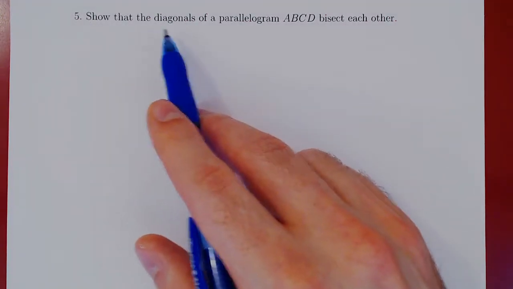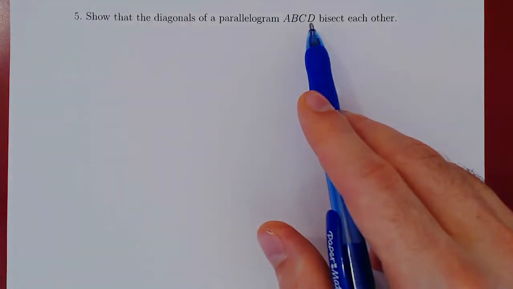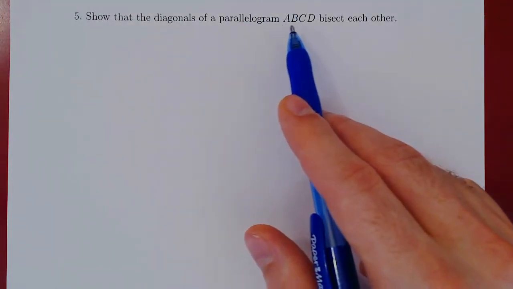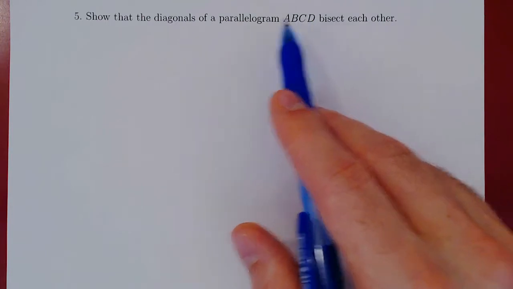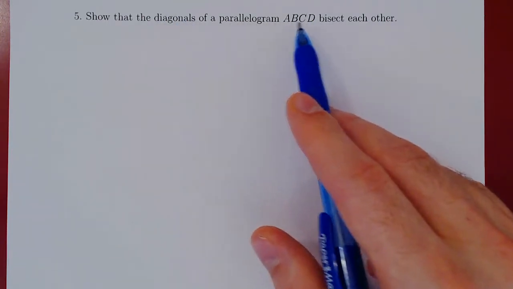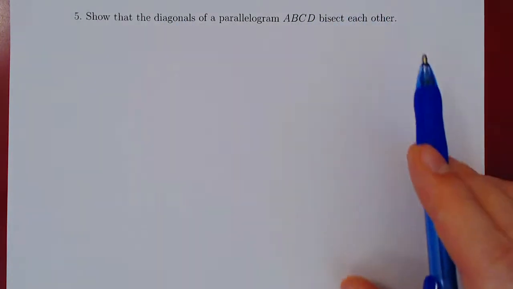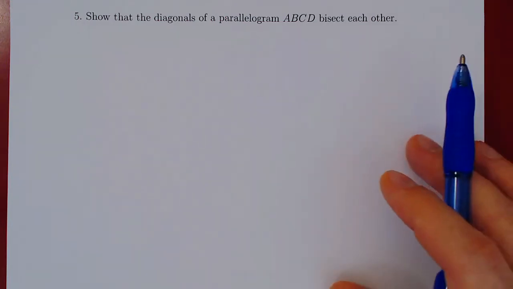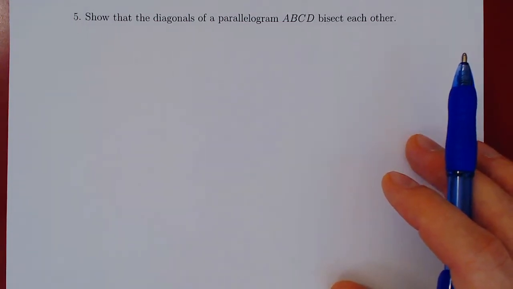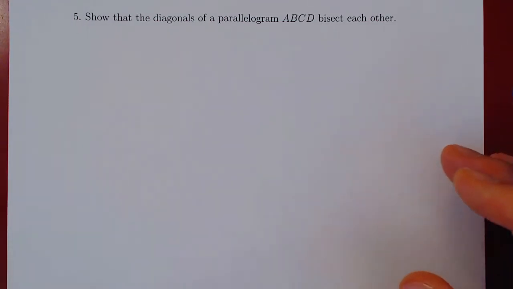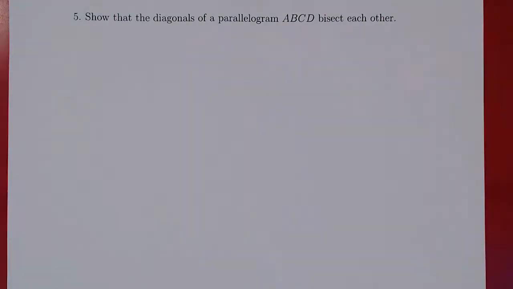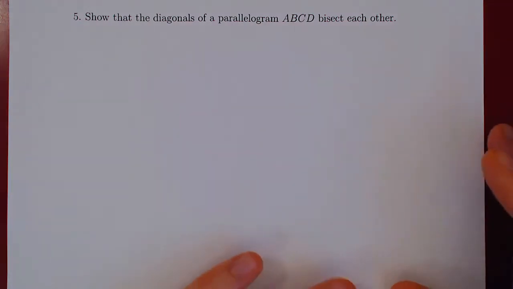Show that the diagonals of a parallelogram ABCD. So here we assume we have a parallelogram, and we will show that the diagonals of a parallelogram must bisect each other. So it's the converse. And therefore the conclusion from this video and the other one is that a quadrilateral can only be a parallelogram if and only if its diagonals bisect each other.